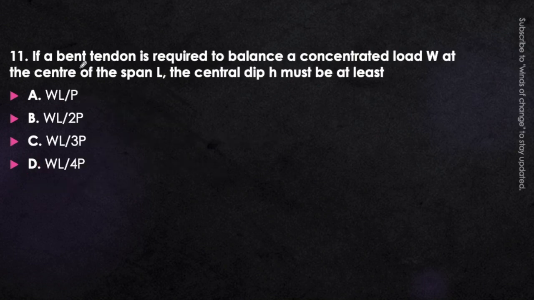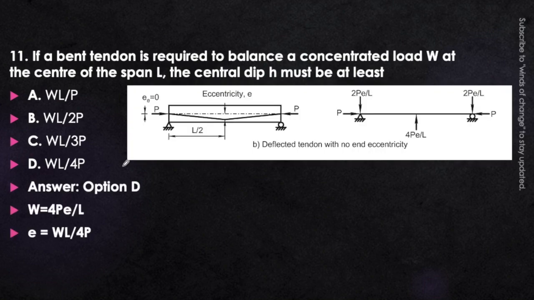Next question. If a bent tendon is required to balance a concentrated load W at the center of the span L, the central dip must be at least WL upon P, WL upon 2P, WL upon 3P, or WL upon 4P. Just think about it. It is also an easy question in case of pre-stressing. There is only a concentrated load W acting at the center of the span L. What has to be the eccentricity at the center? It has to be WL upon 4P because the load acting from downward to upward at the center is 4PE by L, which has to be equated with the load acting from the top, that is W.